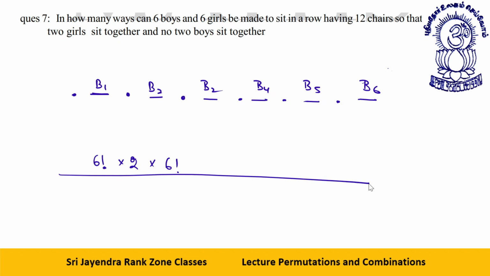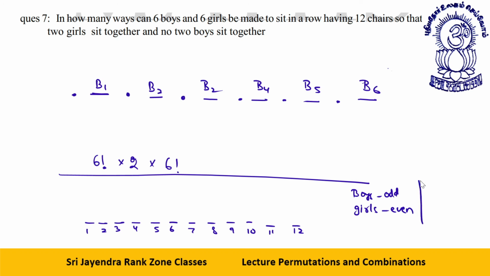This is one way. The other way, see, I have 12 chairs. 1, 2, 3, 4, 5, 6, 7, 8, 9, 10, 11, 12. The thing is, I can place the boys at odd chairs and girls at even chairs, or I can do the reverse: boys at even chairs or the girls at odd chairs. This is the same thing which I've done earlier, but I'm explaining it to you in a different way.